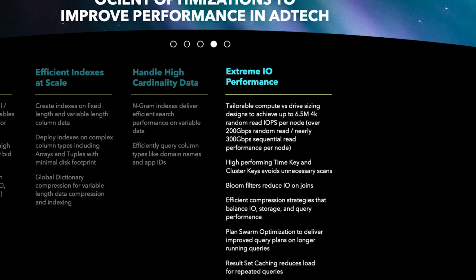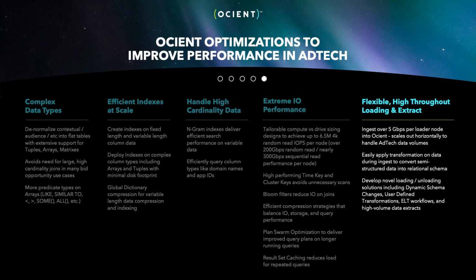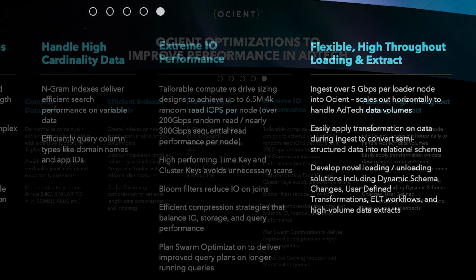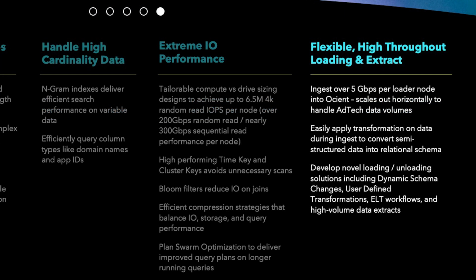And then you can use more probabilistic features to reduce I/O, such as some of the plan swarm optimization capabilities that exist within Ocient. And then finally, as we talked about, being able to do this high throughput loading and extract of data is especially critical in making the consolidation and cost reduction case. But it's also extremely important because as you load this data into a relational database, you also want to be able to transform the data and apply user-defined transformations using JMESPath logic, for example, and do some really complex transformation of the data to make the analysis of that data more performant.